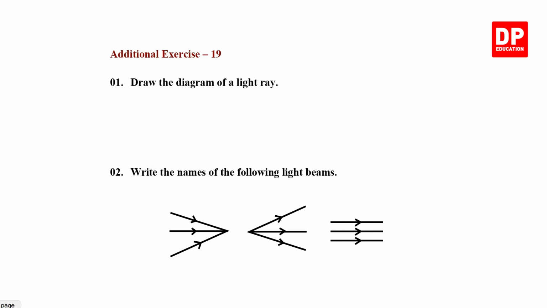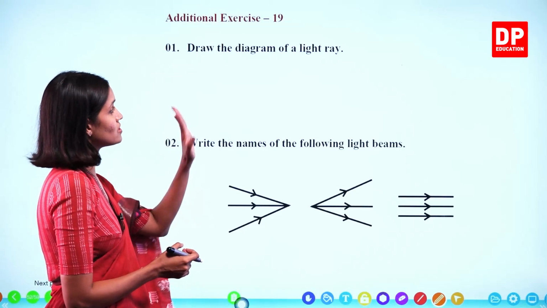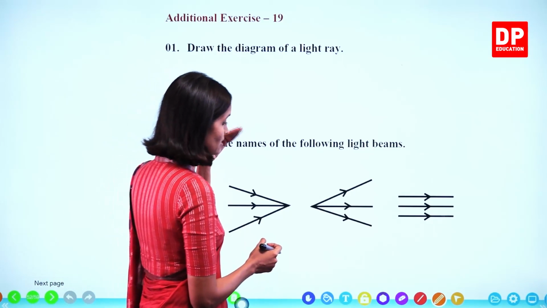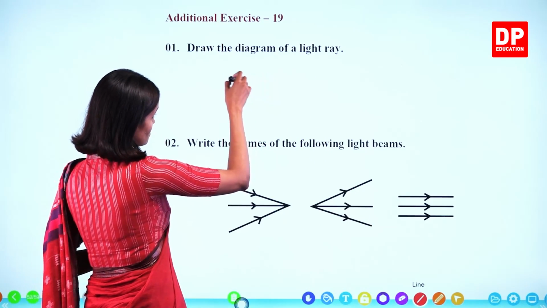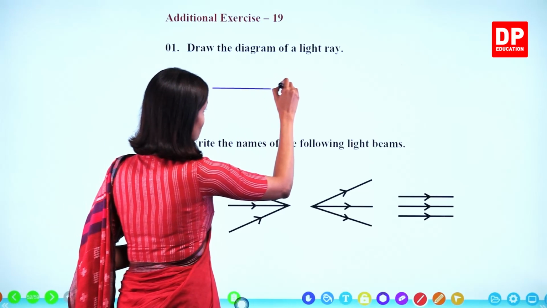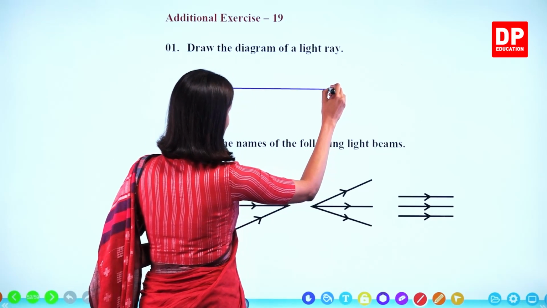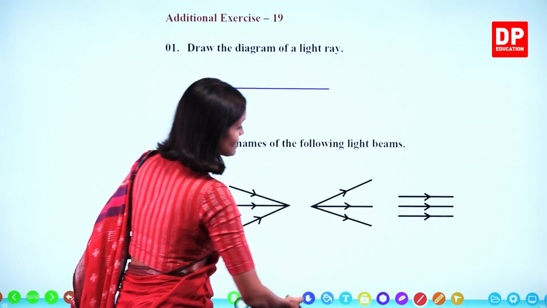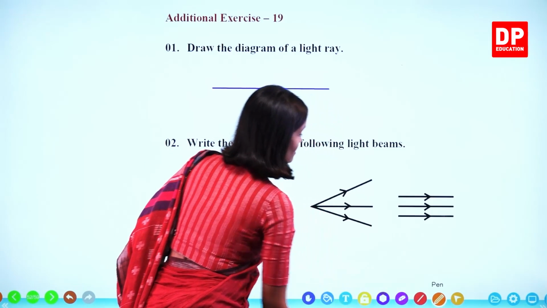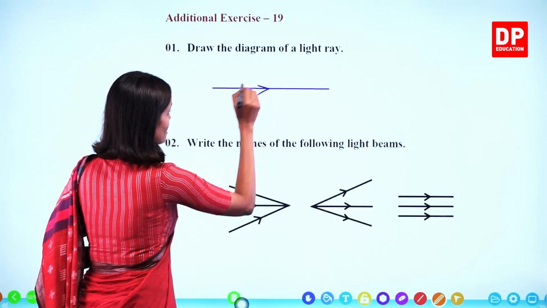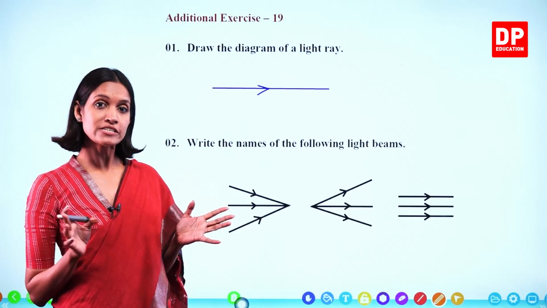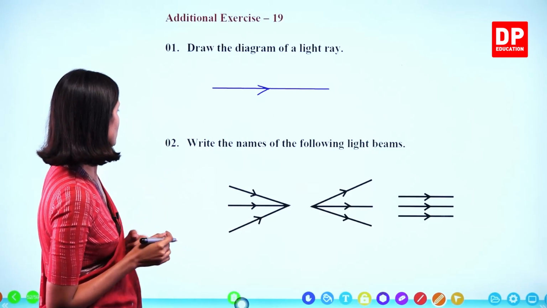19. Draw the diagram of a light ray. Now, this is very easy for you all. We did this many times, right? To draw a diagram of a light ray, you always have to draw a straight line because light travels in a straight line. Not only that, we have to show the direction by using an arrow. Okay, children? What is the next one?